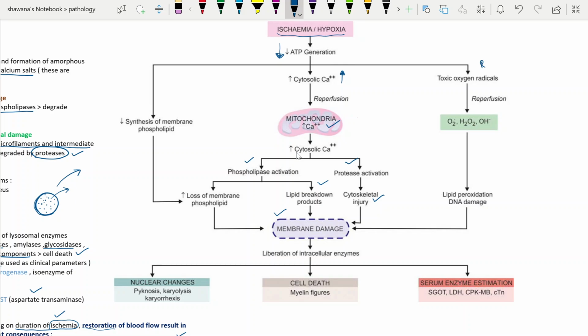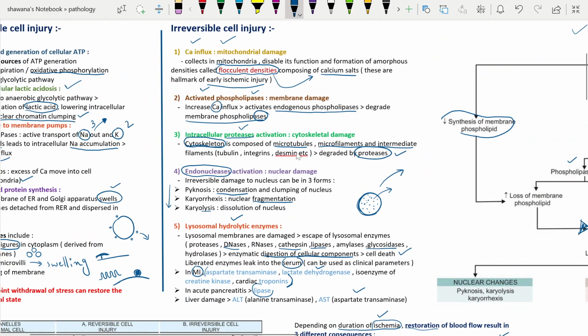The reactive oxygen species like superoxide, hydrogen peroxide, and hydroxyl radicals cause lipid peroxidation and DNA damage. The membrane phospholipid synthesis is reduced and it leads to membrane damage. This is the schematic representation of what is happening in case of ischemia and hypoxia.